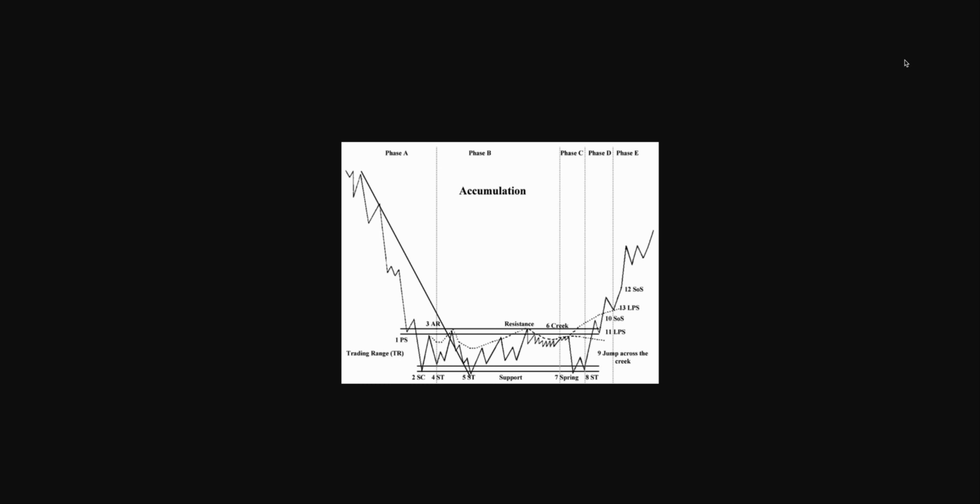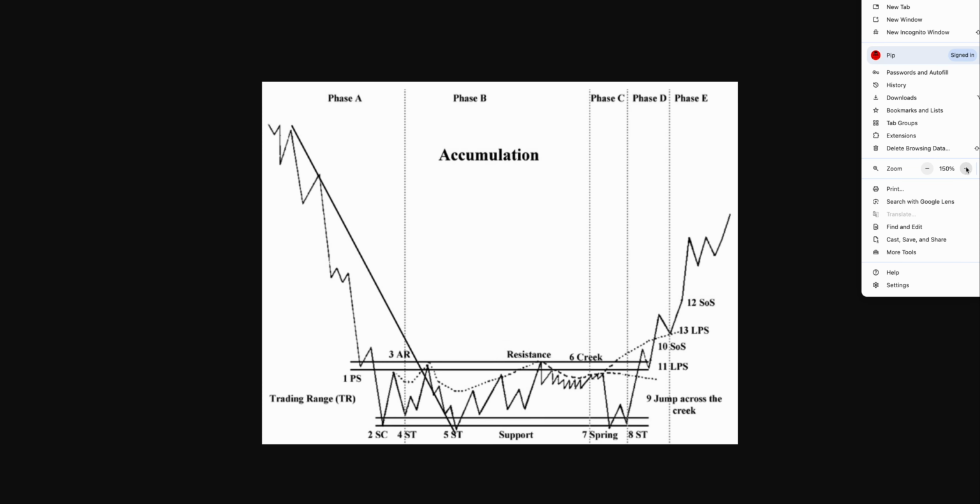This is your creek. I'll show you, this is your creek, you see? And this creek can manifest in many different variations. It's either an ABC or an ABCDE in a broadening wedge formation, an irregular correction, or a WXY. However it looks, it's still a painful process. So this is your creek, and then you have your spring, your ST, and then your jump across the creek.